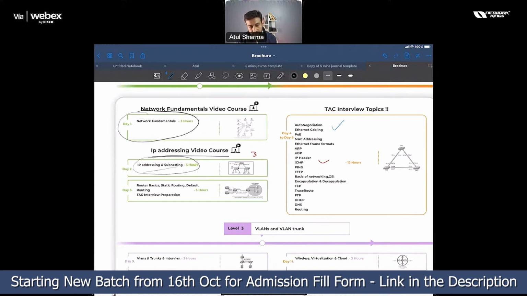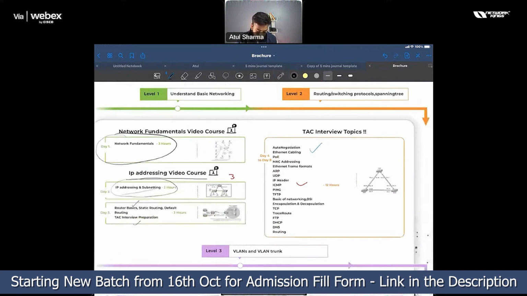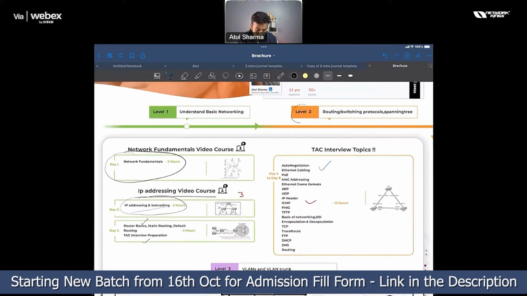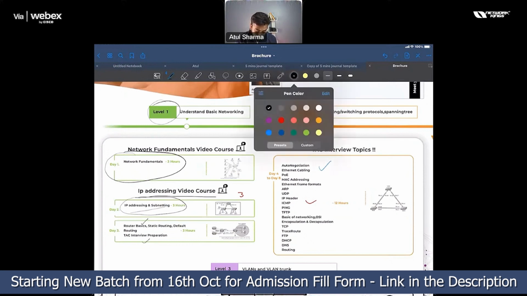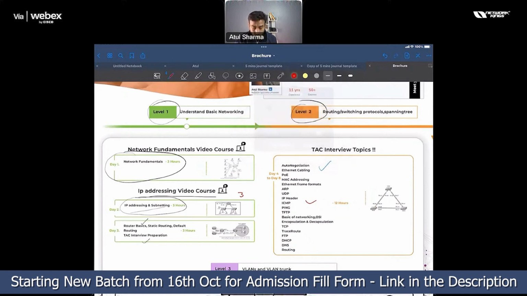After that we will discuss router basics, how to configure a router, what is static routing, what is default routing. After these 3 classes, level 1 will be completed, and after that we will start level 2. So what is level 2? Level 2 basically means the basics in more detail.